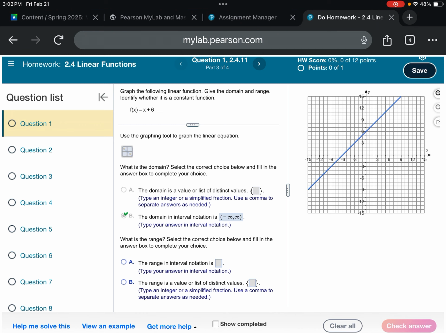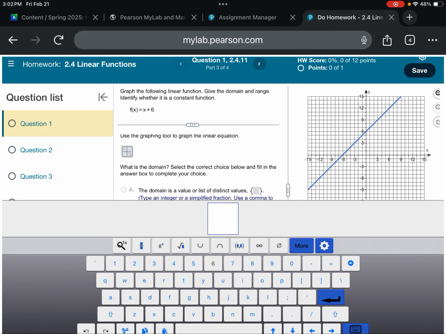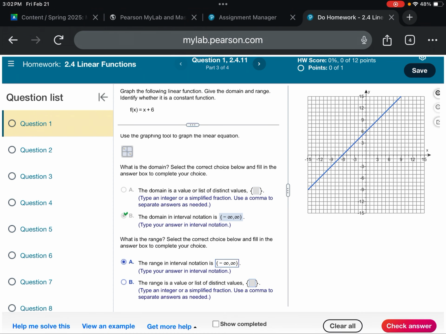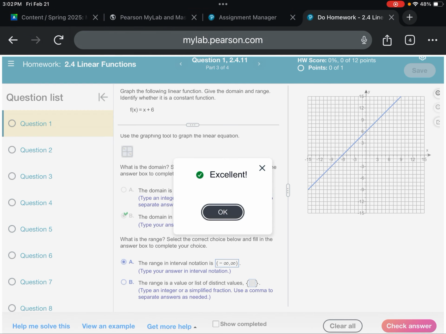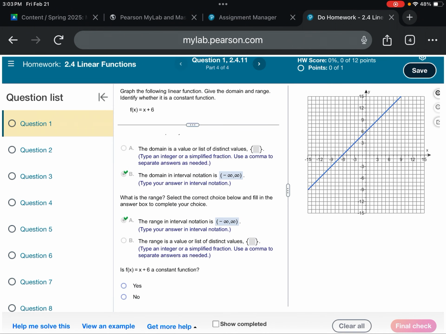And then our range, again, y'all, still going to be same thing, right? Parentheses. Okay, negative infinity, comma, positive infinity. Close my parentheses again. And we'll check our answer one more time, and we're good, okay? If y'all got any questions, let me know. I'm happy to help.